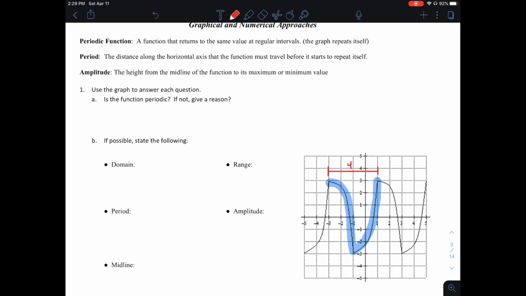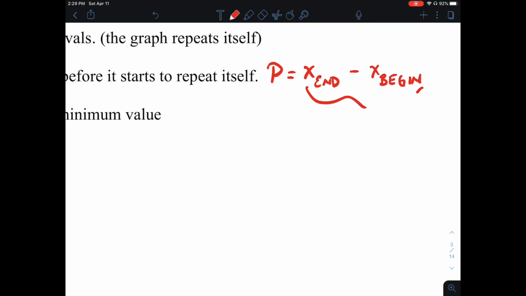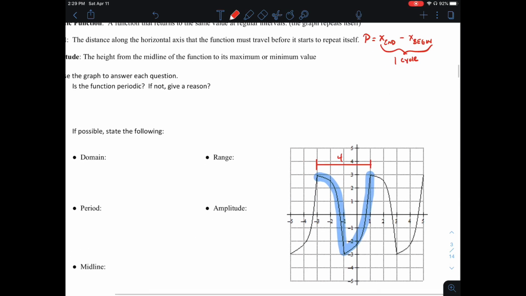So for a period, if you wanted a formula for period, you could say that the period is going to be x sub the end of a cycle minus x sub the beginning of a cycle. This is referring to one cycle. It doesn't matter where you choose that cycle. So for example, if I go from -3 to 1, 1 minus -3 is 4. If someone else says, well, I want to go from 1 to 5, 5 minus 1 is still 4. It doesn't matter which cycle you choose.